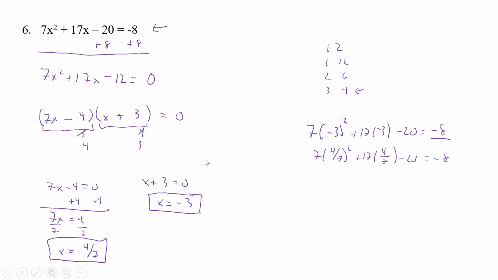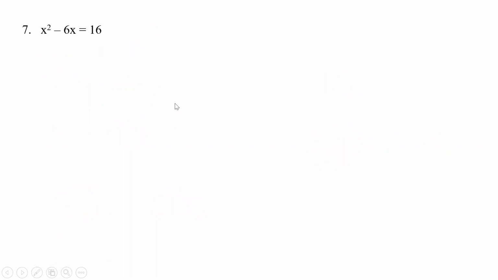All right, what about the next one? Okay, so here we don't have 0 on the right side, so we have to get the 0 over there. To do that, we'll subtract 16 from both sides. So x squared minus 6x minus 16 equals 0. Now we have it in the form we need.